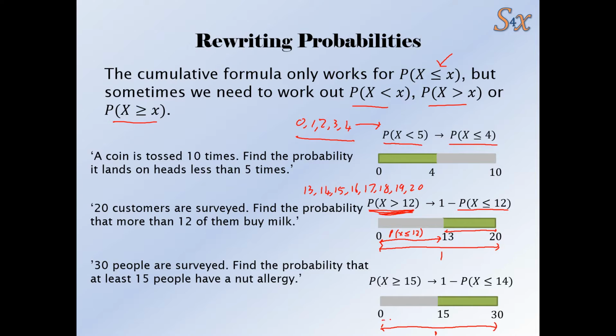So all I'll do is I'll say, well, I can figure out this grey bit here. That is the probability x is less than or equal to 14, because I want to include 15. That's part of the green area. So I want to get rid of the probability x is less than or equal to 14. I can do 1 minus that probability, which leaves me with the green area. Okay. And there you go. I've rewritten it with the less than or equal to sign. Now I can use my cumulative formula.